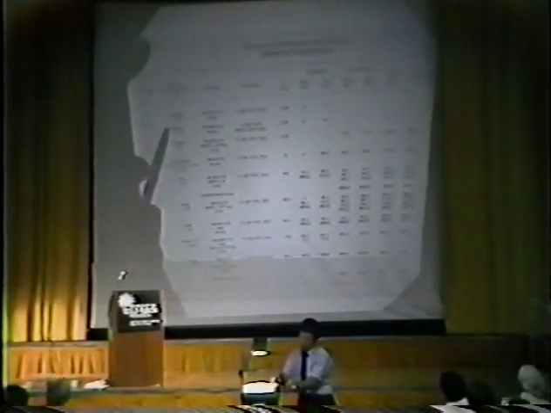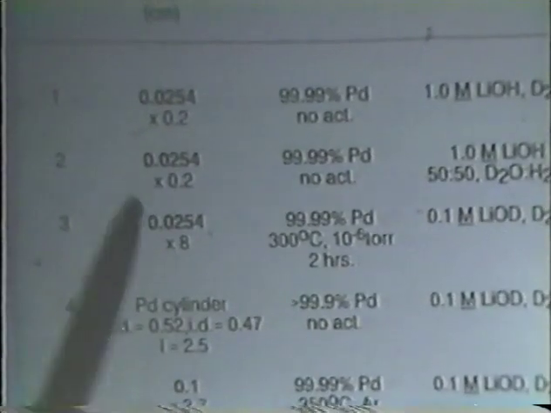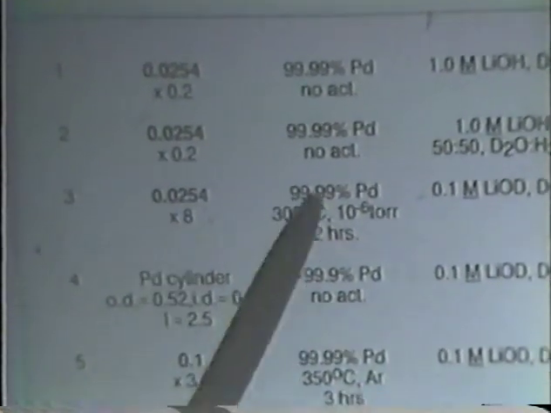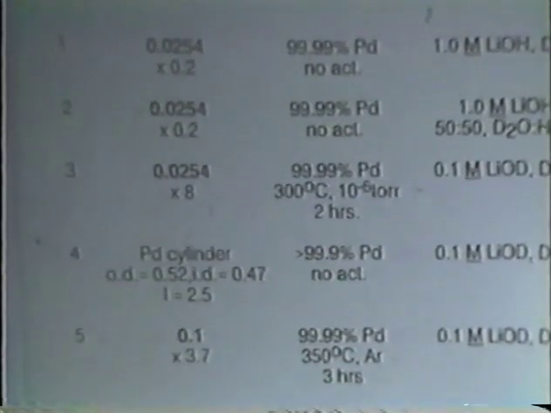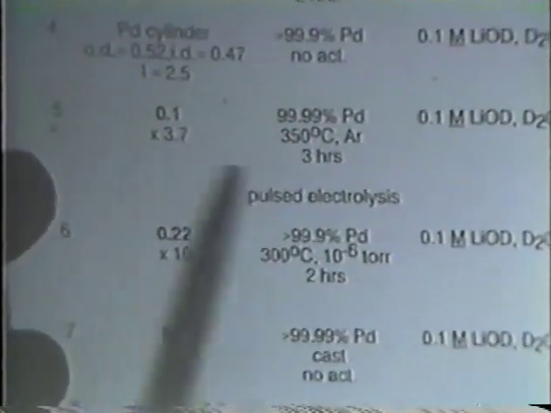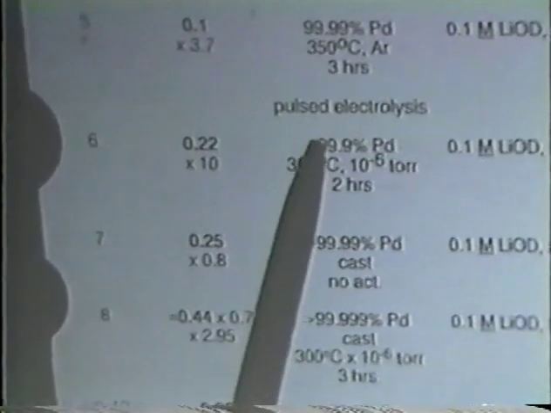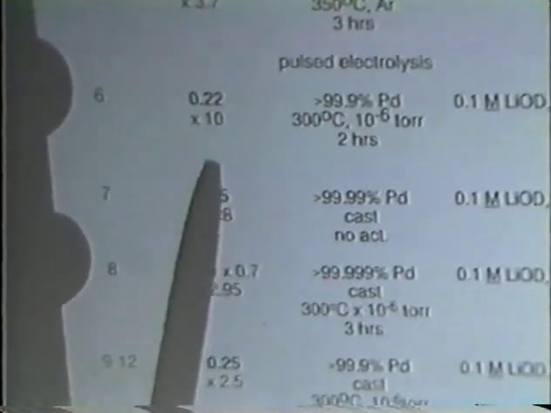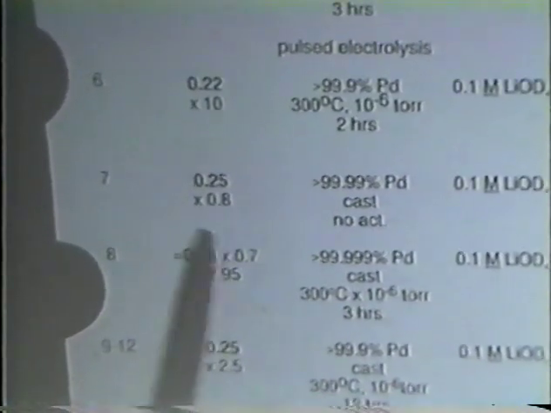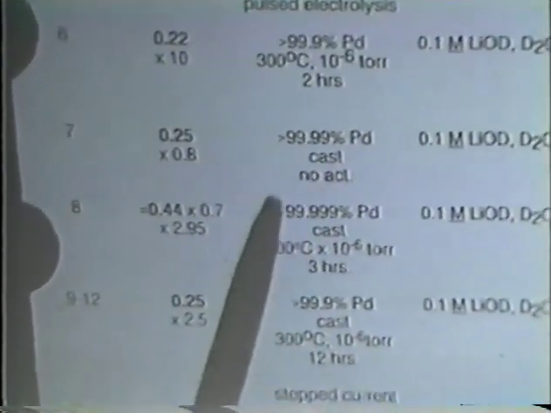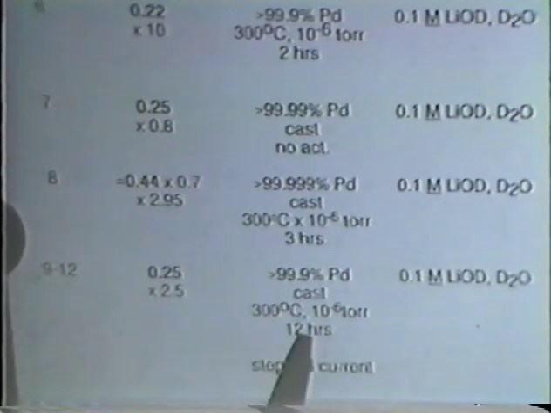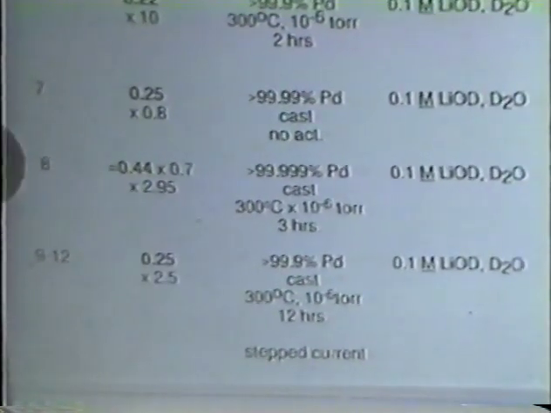We've done more neutron experiments than that. I just want you to get out of this table some of the conditions that we've used. We've used commercially available very small diameter wires that should activate relatively quickly. We've not activated them. We have annealed them. We've used cylinders. We've used samples given to us by Chuck Martin at Texas A&M and annealed that. We've also pulsed the electrolysis. We've used 0.22 centimeter diameter rod that's been annealed. We've recast some palladium rod. We've recast it in alumina. We've also recast some by centrifugal casting. We've annealed them in some cases and in others not annealed them.